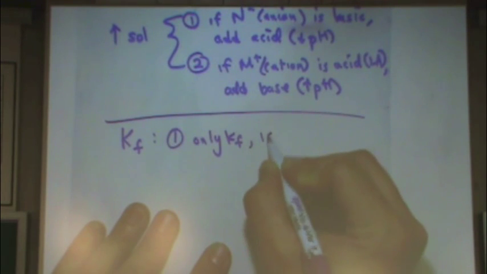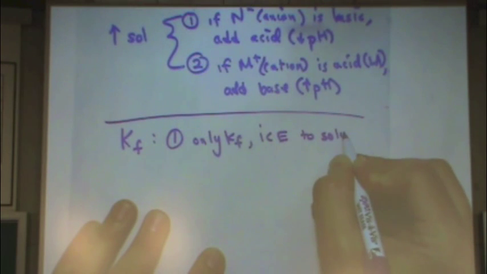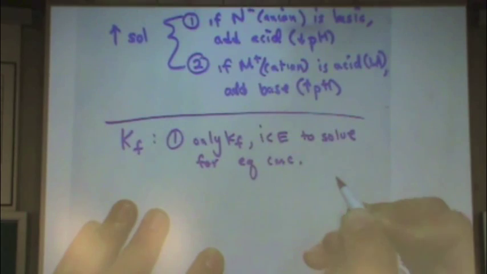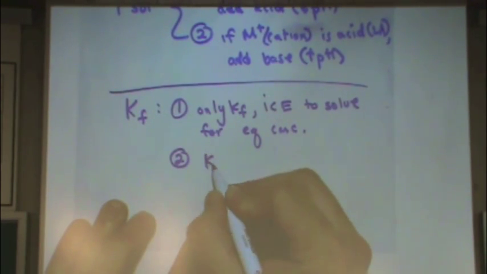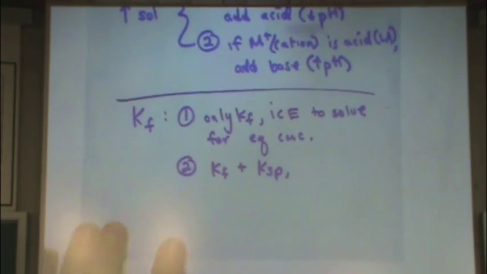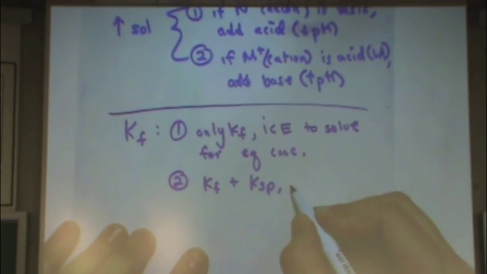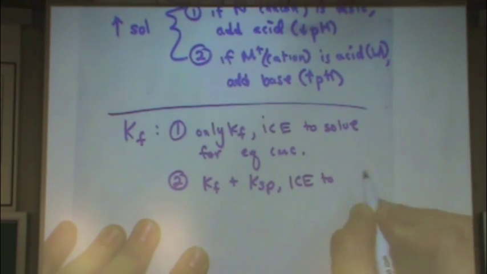And typically you're going to use the ice table to solve for an equilibrium concentration. Okay? Second type of problem you could have is a KF and a KSP in your question. If you have both of those, maybe I can come up with an example, I'm not sure. Then to solve this, you'll also likely use an ice table to solve for the same thing.